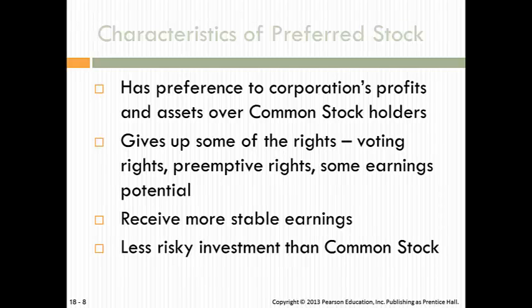Preferred stockholders do not get voting rights at stockholders' meetings, nor do they get preemptive right. They don't have as much earnings potential because preferred stock is more difficult to buy and sell than common stock. A benefit to owning preferred stock is that preferred stockholders, since they have preference to earnings, receive more stable earnings.